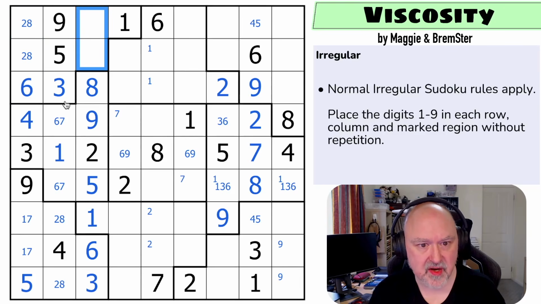I've got 1, 2, 3. I don't have a 4 or a 7 in the column or the region. This is cool.